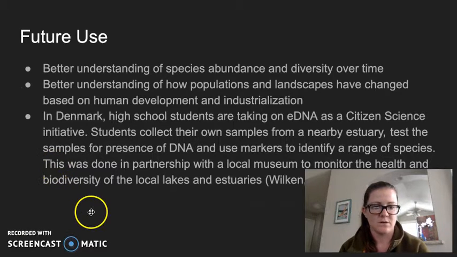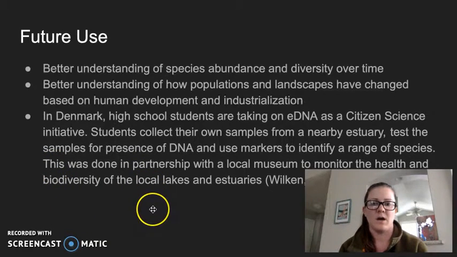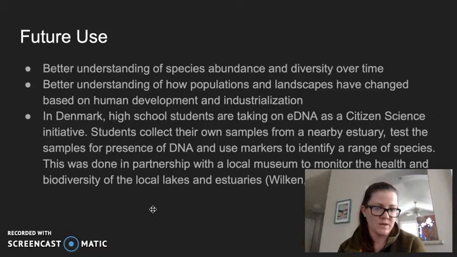Future use, so it's the last topic here. Where are we going in the future with this? There's so many different places you can go, so many different things you can do with this. We've only gotten a select few samples, but better understanding of species abundance and diversity, better understanding how populations and landscapes have changed based on human development and industrialization.